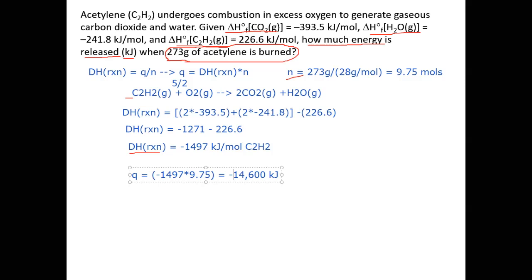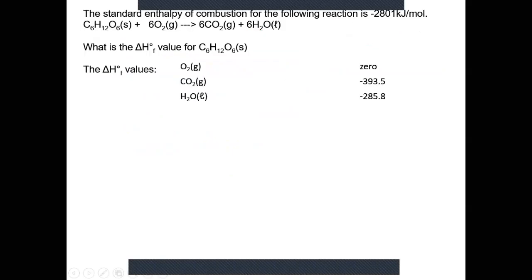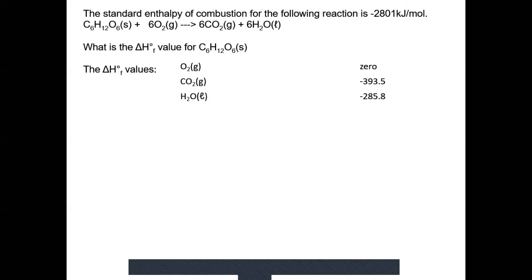All right. And one last example. Here we have the combustion of glucose. The enthalpy of combustion of this reaction is negative 2,801 kilojoules per mole. What's the heat of formation of solid glucose? So what we need to do here is determine what the heat of formation of glucose is, given the information provided.